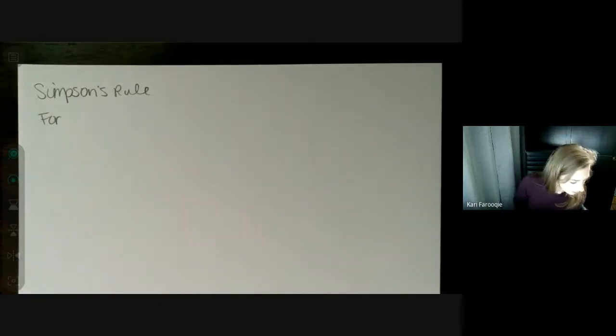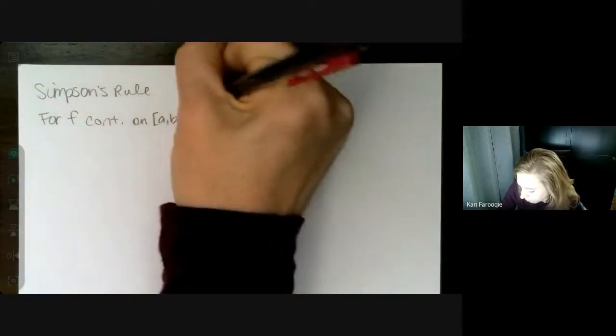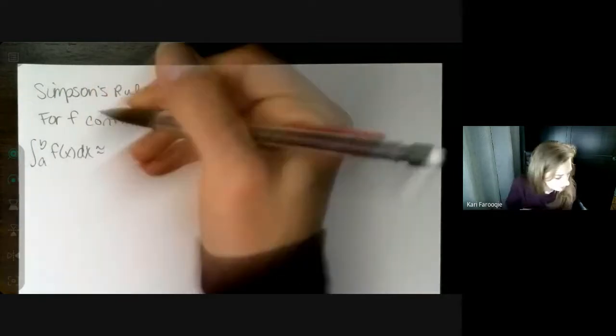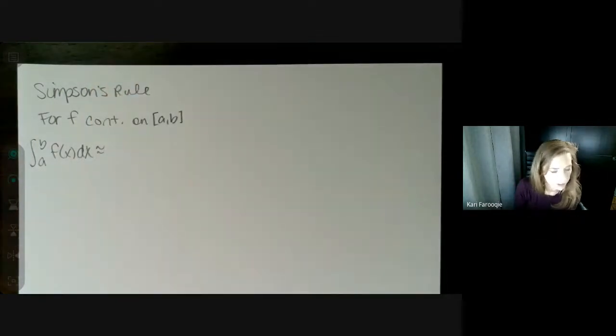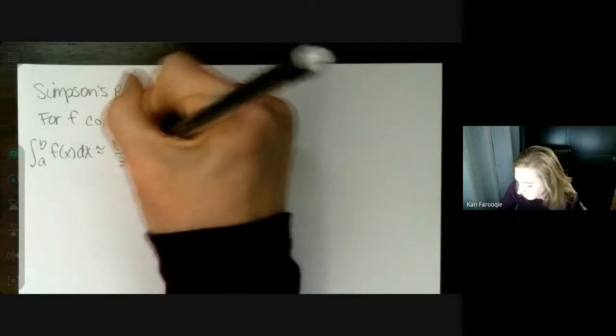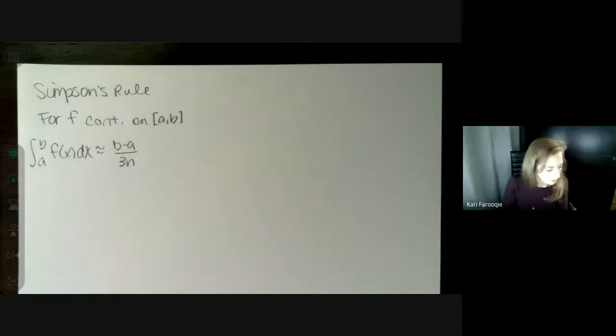Thanks, Becky. For f continuous on the closed interval from a to b, we have the integral from a to b of f of x dx being approximated by b minus a over 3n. So we've sort of built these up so that each time we're including another multiple in the denominator. All right, so this one is slightly trickier, not any trickier than the midpoint, but you gotta follow your coefficients here.